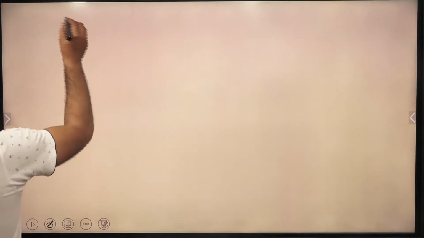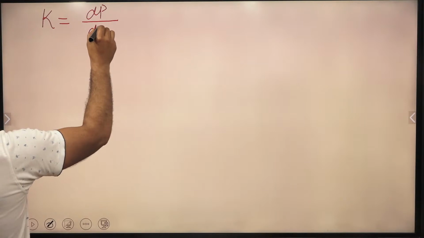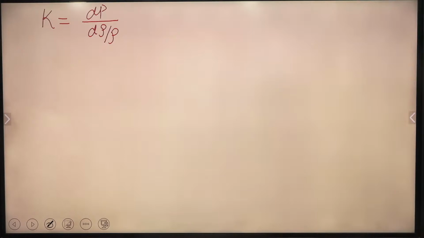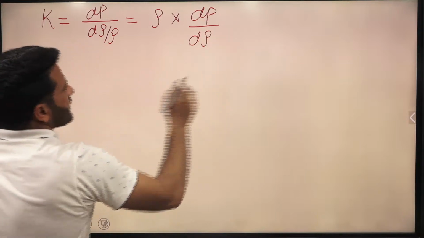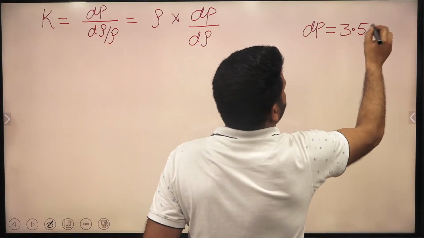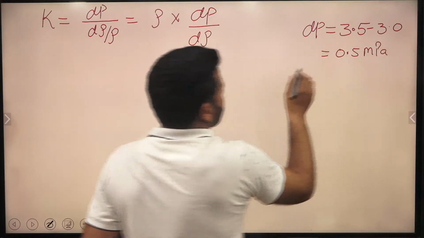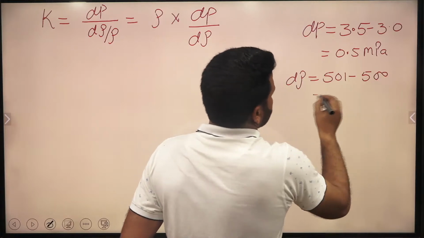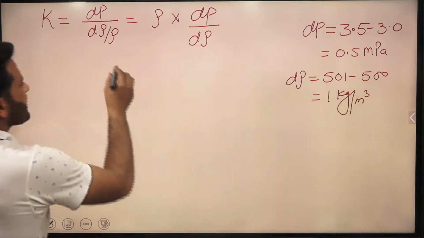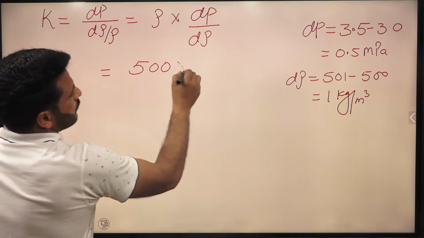So how can we write the value of the bulk modulus? Generally the bulk modulus is denoted by K. It is the change in pressure with respect to the rate of change of density, d rho by rho. This formula we have generally. In the numerator we have the change in pressure, so we can write it as rho into dp upon d rho. What is the change in pressure? The pressure is increased from 3 to 3.5, so the change will be 0.5 MPa. And the density is increasing from 500 to 501 kg per cubic meter, so the change in density will be 501 minus 500, which is 1 kg per cubic meter. Just catch the value. The density is 500, so 500 into the change in pressure, 0.5.